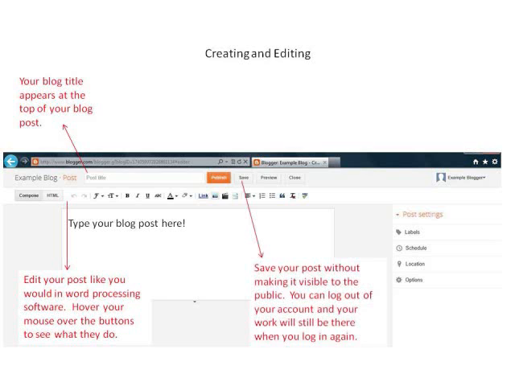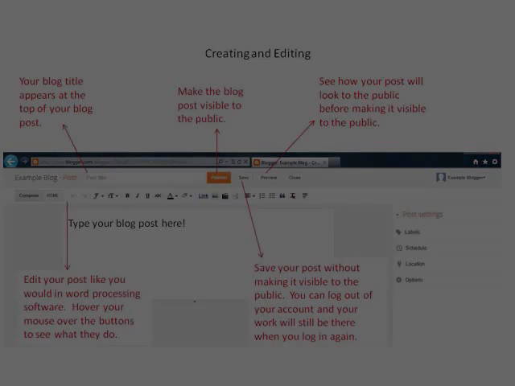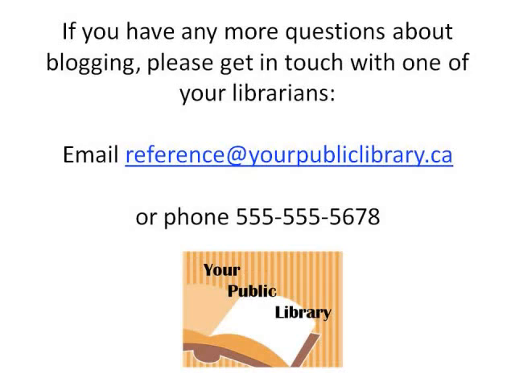Click the Save button to save what you've written without making it visible to the public. You can log out of your account, and when you log back in, your work will still be there. Previewing your blog post lets you see how it will look to the public without posting it on the internet yet. Clicking Publish puts your blog post on the internet and it will now be visible to anyone who visits your blog. So that concludes my very brief introduction to creating a blog and publishing blog posts.